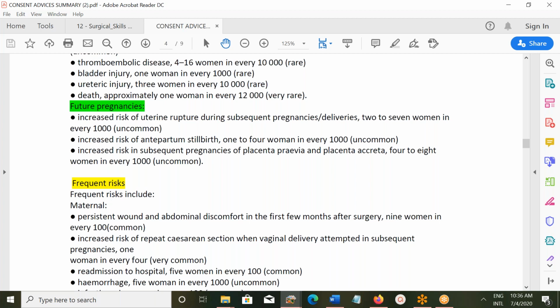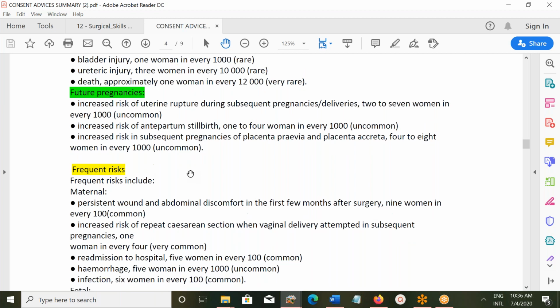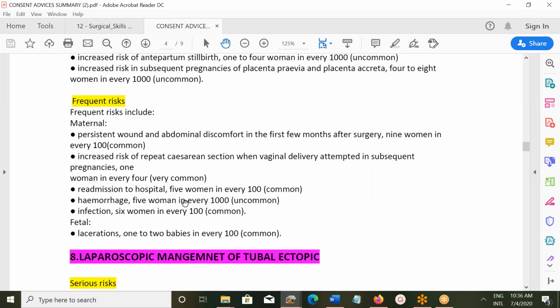Increased risk of antepartum stillbirth, 1 to 4 women in every 1,000, again uncommon. Increased risk in subsequent pregnancies of placenta previa and placenta accreta, 4 to 8 women in every 1,000, again uncommon. Regarding frequent risks, you should know that there are maternal risks and fetal risks. Maternal frequent risks occur at a much higher frequency, but they do not pose any threat to the life of the mother.